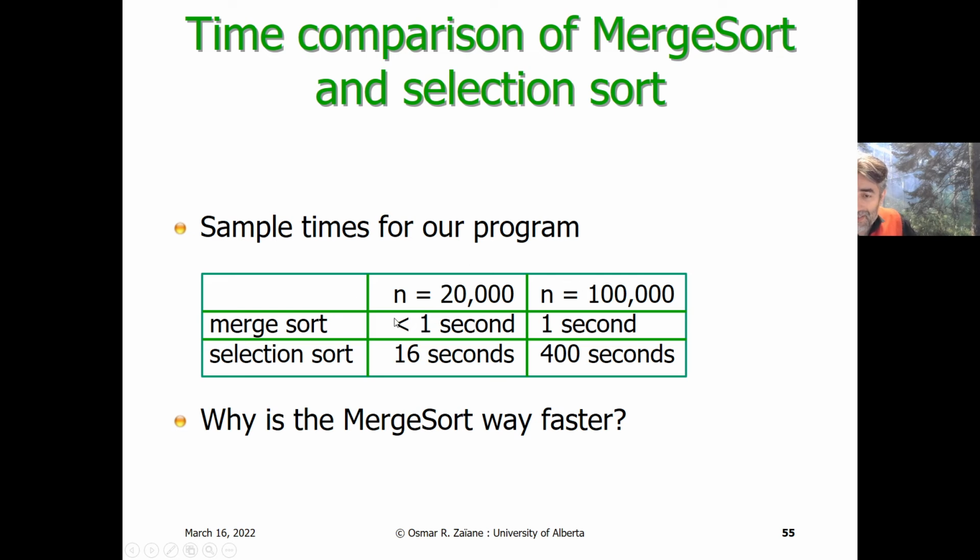Well, merge sort takes less than a second to sort 20,000 elements, while selection sort takes 16 seconds. So big, big difference. For 100,000 elements, merge sort does it in 1 second, while selection sort takes 400 seconds. So definitely merge sort is way, way faster. But how fast? How many comparisons are we doing?